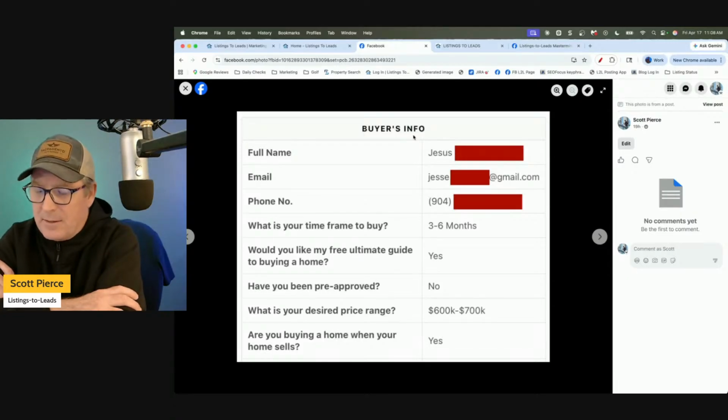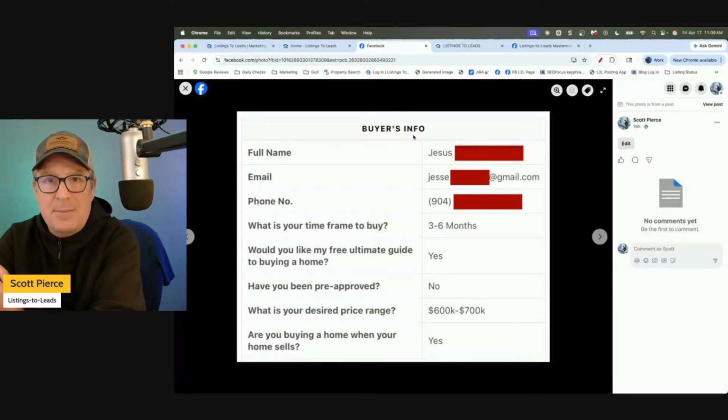I would start there. Then I would say, I see that you're thinking to look at a price range in the $600,000 to $700,000 and that you do have a home to sell. Where's your current home at right now? Are you going to be looking to buy and sell at the same time, right?